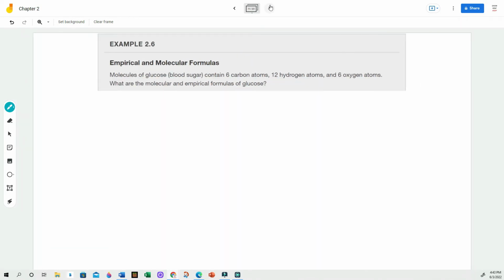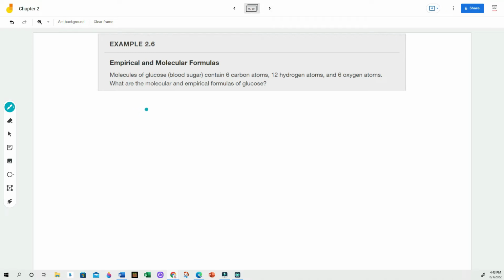Example 2.6, empirical and molecular formulas. Molecules of glucose, blood sugar, contain 6 carbon atoms, 12 hydrogen atoms, and 6 oxygen atoms. What are the molecular and empirical formulas of glucose? Okay, well, let's start with the molecular formula because they give us all of the atoms.